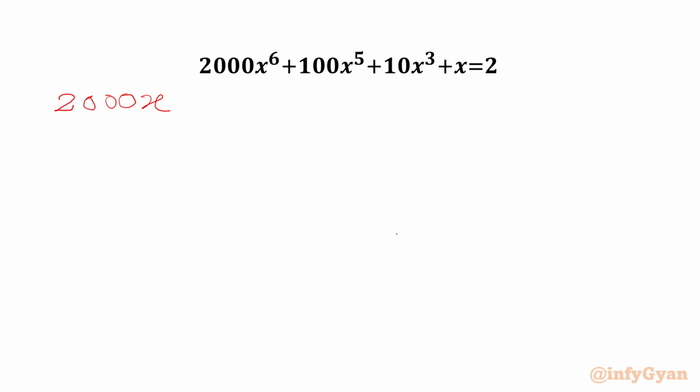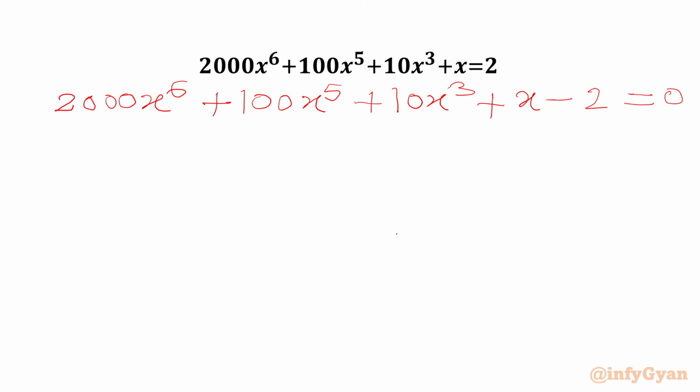2000x power 6 plus 100x power 5 plus 10x cube plus x minus 2 equal to 0. We have subtracted 2 from both the sides. Now I will use algebraic manipulation.